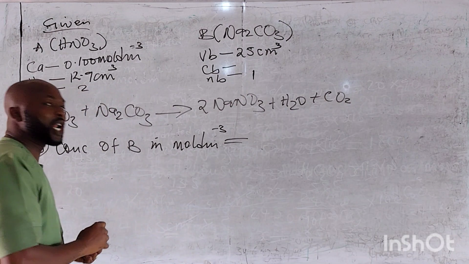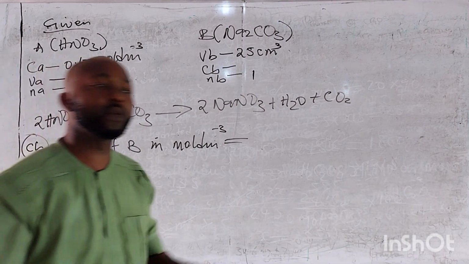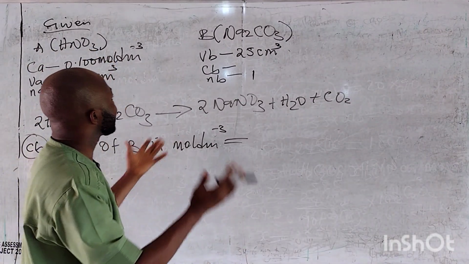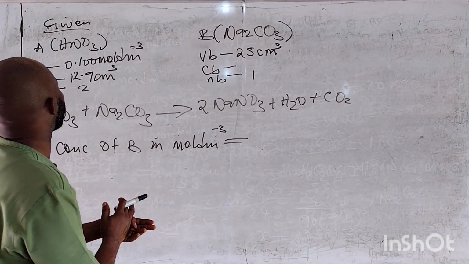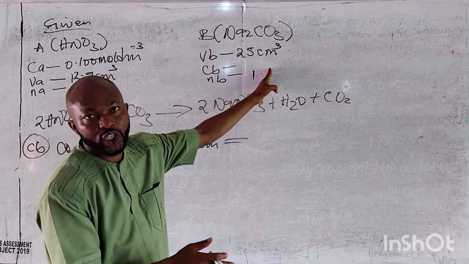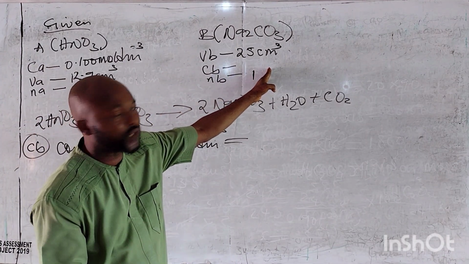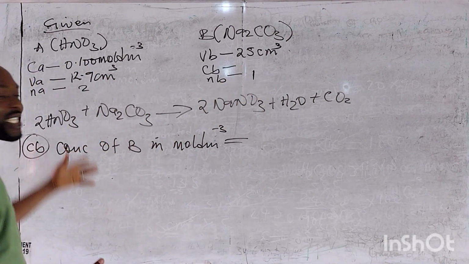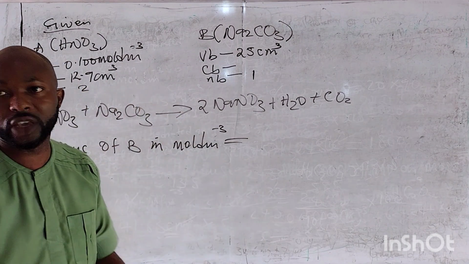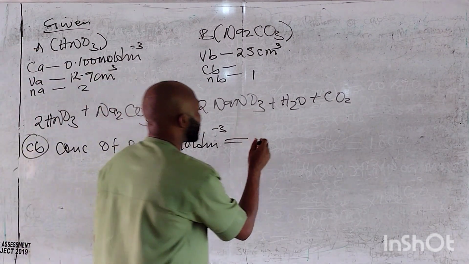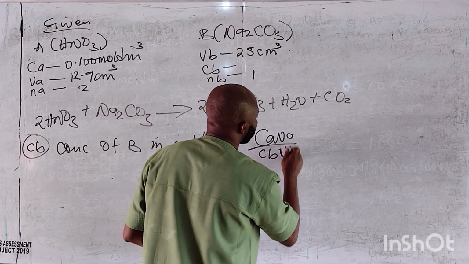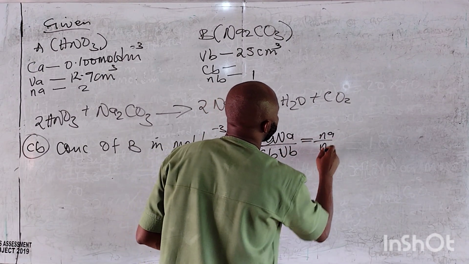Remember, molar concentration is equal to mass concentration over relative molecular mass. Now, we can't use that formula here because the mass concentration of B is not given. So we have to go to the second formula of molar concentration, which is CAVA. When we use it, we realize that almost all the parameters have been given, so it will be easier for us. So we proceed by saying CAVA over CBVB is equal to NA over NB.